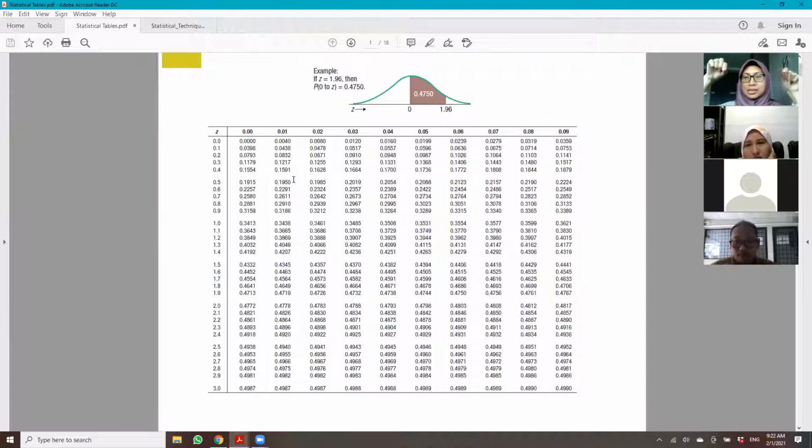So probability tu is like a spectrum tau. Daripada sini kosong sampai satu. So probability is from 0 to 1 only. It will not be lower than 0. Lower than 0 means negative. So memang tak ada negative kat sini. And probability will also not be more than 1.